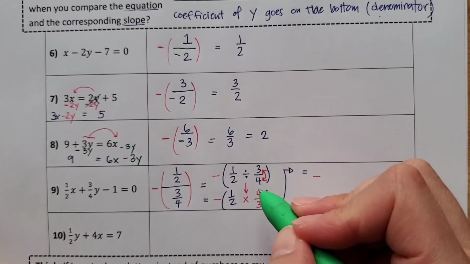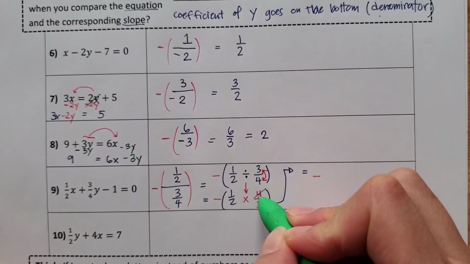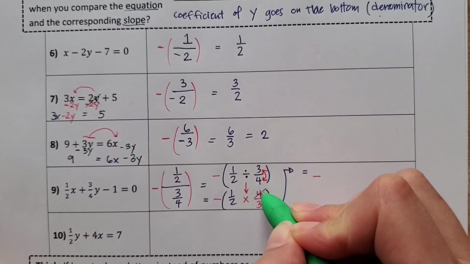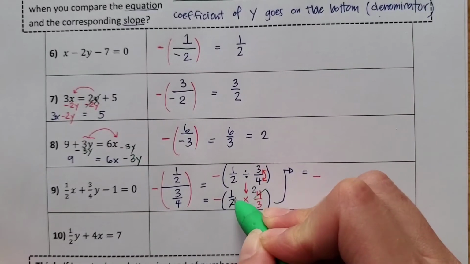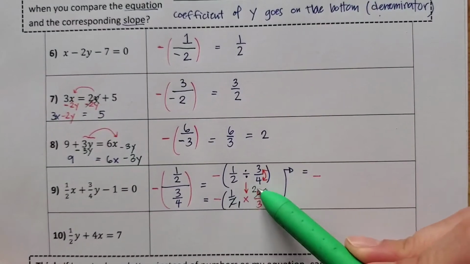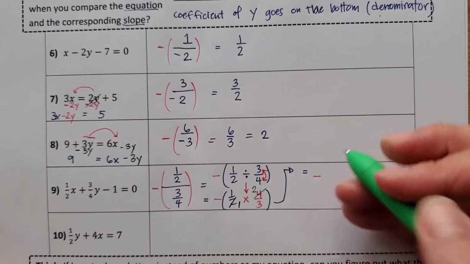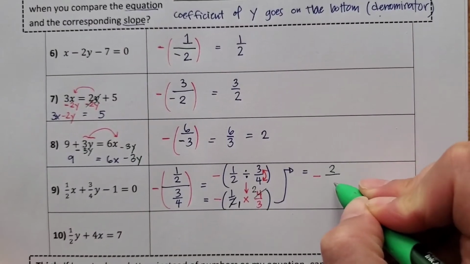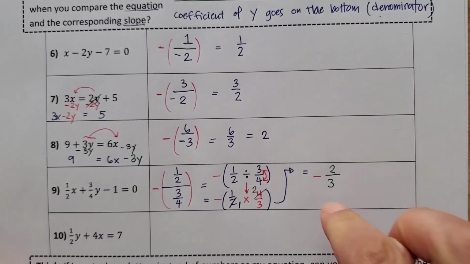Or you can reduce it right away here and cross this out and say, okay, 4 divided by 2 is 2, and 2 divided by 2 is 1. So really you're just left with 1 times 2 and 1 times 3. So 1 times 2 is 2, 1 times 3 is 3. So there's your slope.